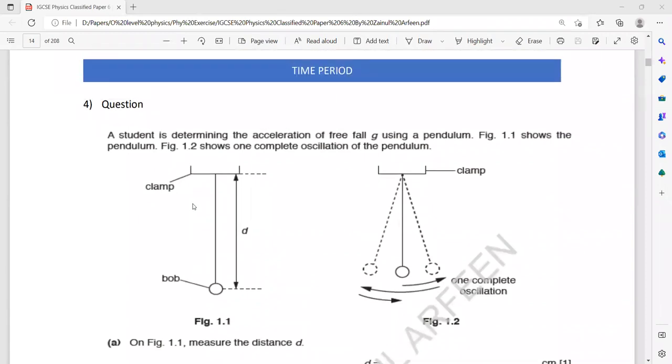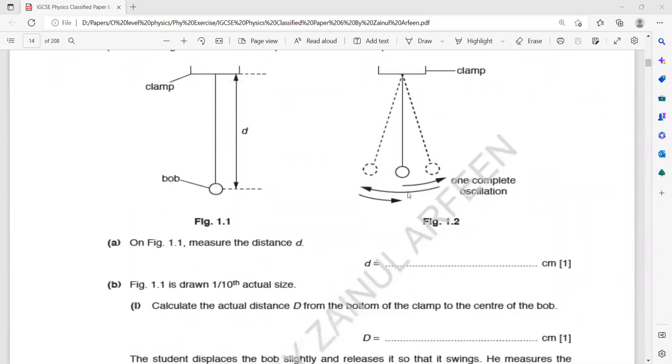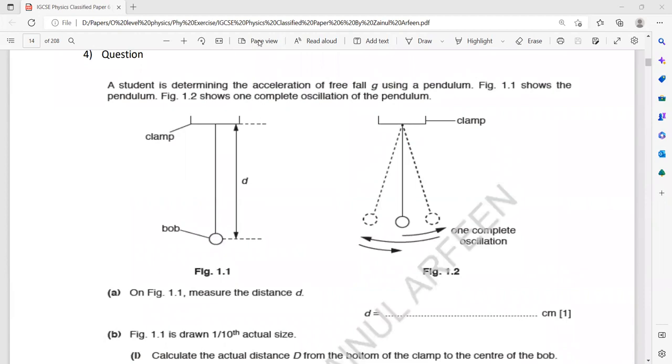In this question, a student determined the value of the acceleration of free fall g using a pendulum as shown. On the figure, measure a distance d. Use your scale or a ruler. What is the value of d? 3.6. As I mentioned, the marking scheme answer will be different as your paper size is not the same as the exam sheet. So we write 3.6.